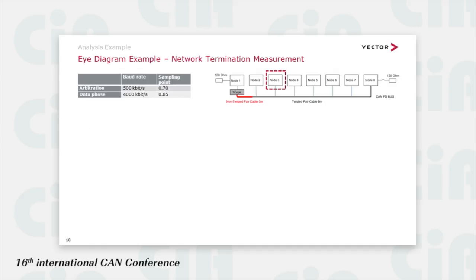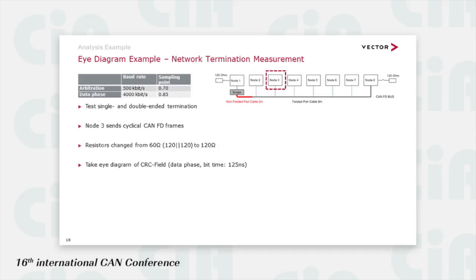So now I will give you a real-world example with a variation of bus termination for a line topology. Here you see a line topology with 8 nodes. The line topology is terminated on both sides with 120 ohms. And during the measurement, we switch off one resistor and see what will happen. Therefore, we test a single and double-ended termination, and node 3 cyclically sends CAN frames.